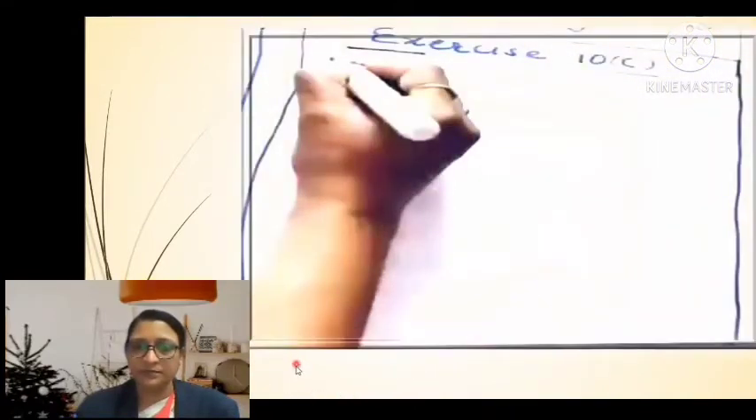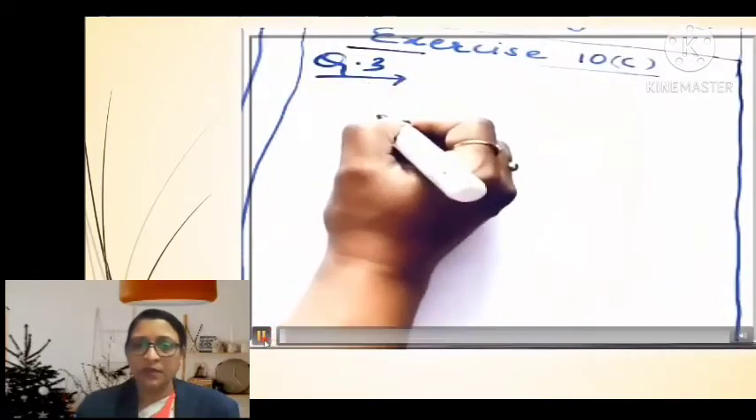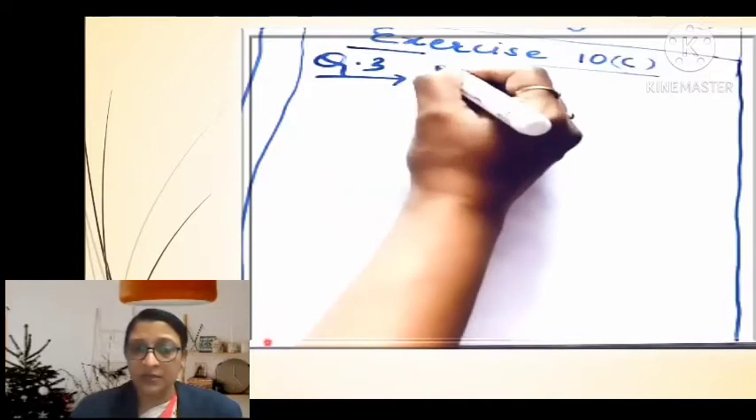Let's move to the next example. Now here we go with question number 3 from the same exercise. In this question, it is given: in order to complete a work in 28 days, 60 men are required. How many men will be required if the same work is to be completed in 40 days? Let us see how to solve it by using the unitary method.